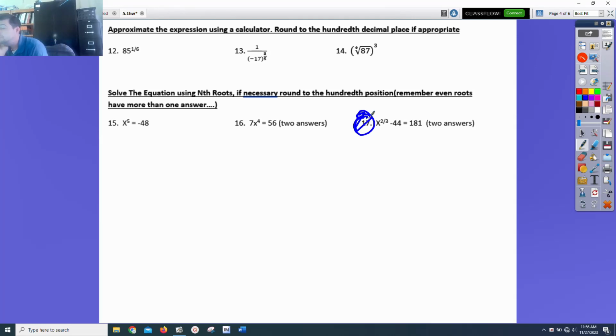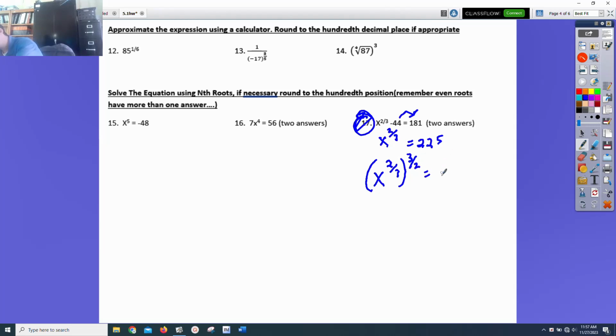Because you're going to be taking an even root, you're going to add your 44, maybe. If you add 44 to 181, you should get 225. So you have x to the 2/3. It's 225. What you're going to do is you're going to counteract the 2/3 power with a 3/2 power. Use your reciprocal powers.